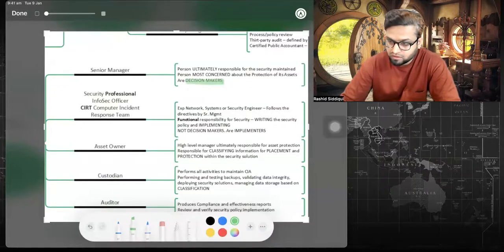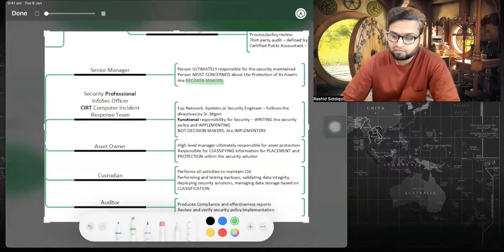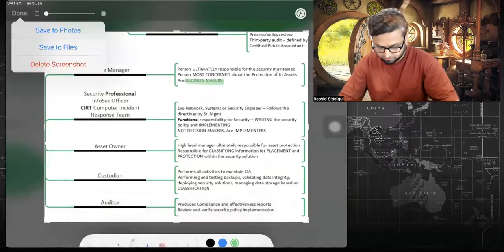The next key role is auditor. There could be two types of auditor: external auditor or internal auditor. Auditors basically produce compliance and effectiveness reports. These reports show the health of security in any organization. They review and verify security policy implementations. So these are the things which auditors do. All these roles are required to effectively do security governance in any organization, right?